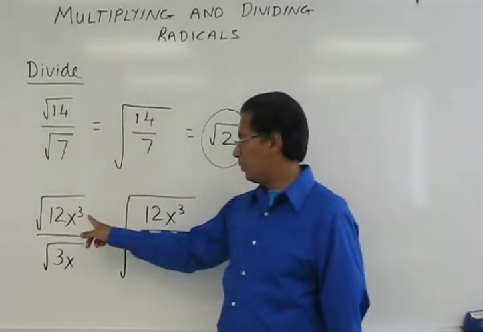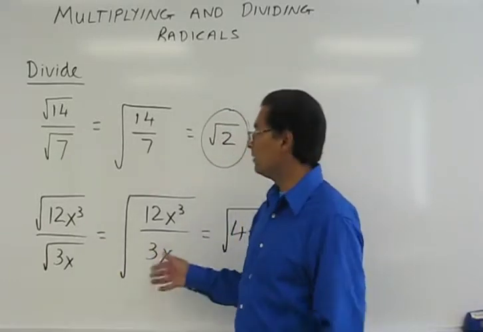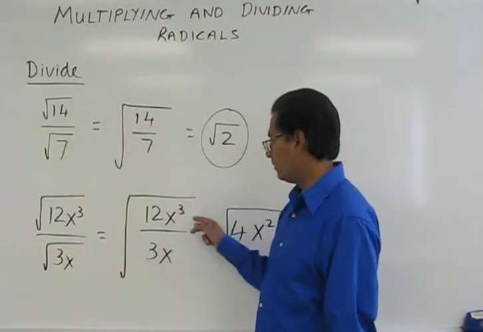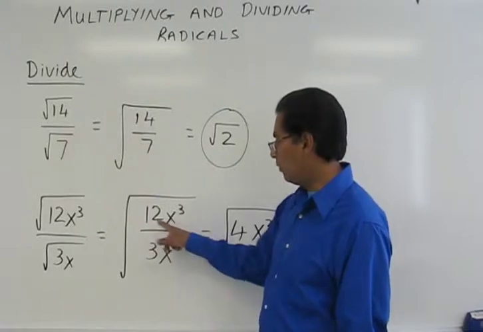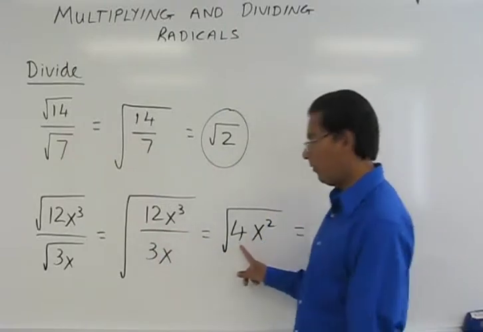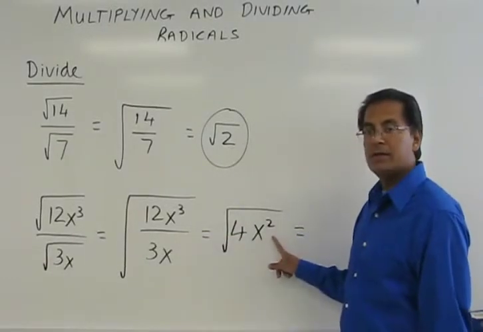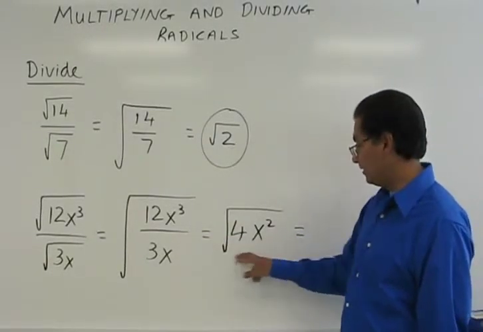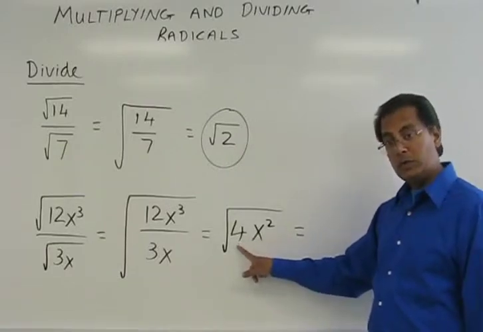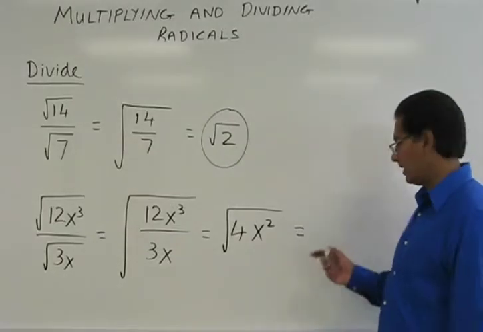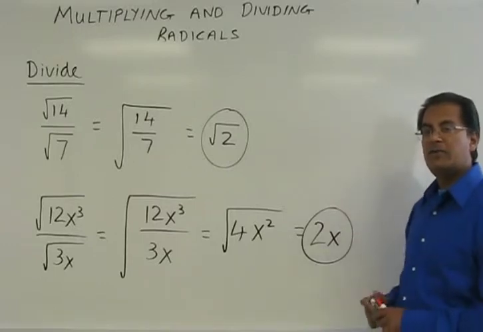Here we have the square root of 12x cubed over the square root of 3x. So we can combine them underneath one root. So the square root of 12x cubed divided by 3x. And we see that 12 divided by 3 can be simplified to 4. And x cubed divided by x is x squared. And so now we can simplify this one more step, hopefully. We can say, well, the square root of 4 is 2. And the square root of x squared is just x. So we end up with 2x as our final simplified version.